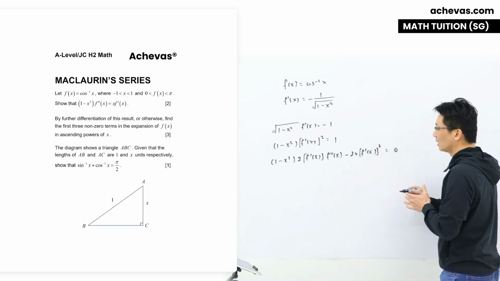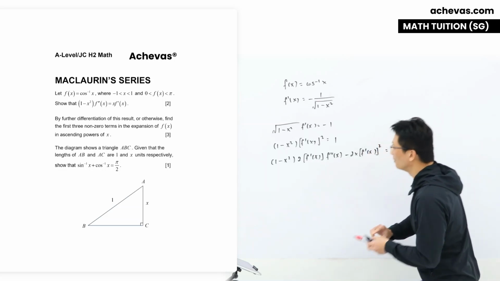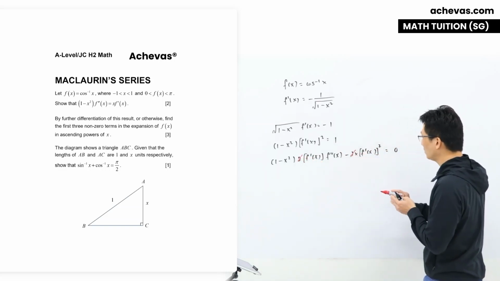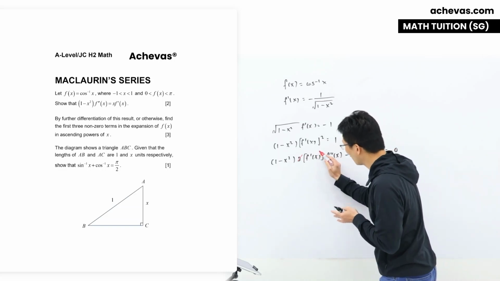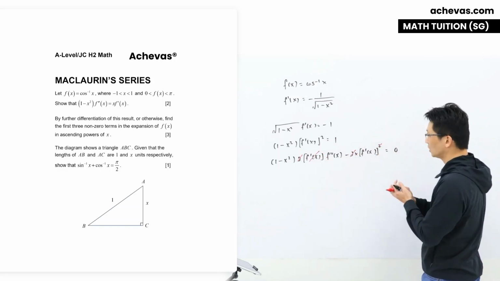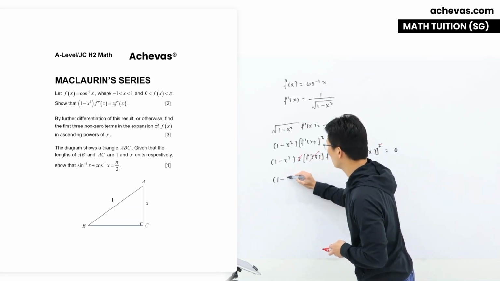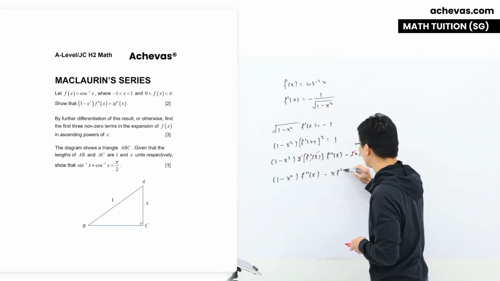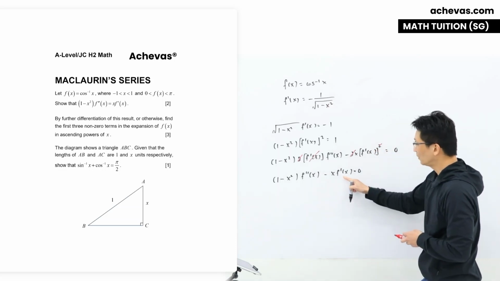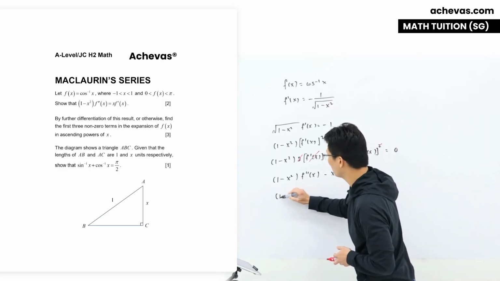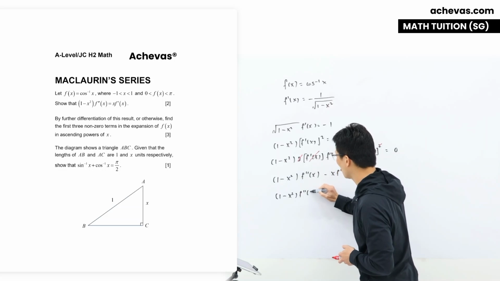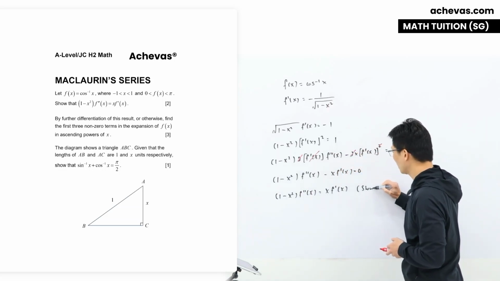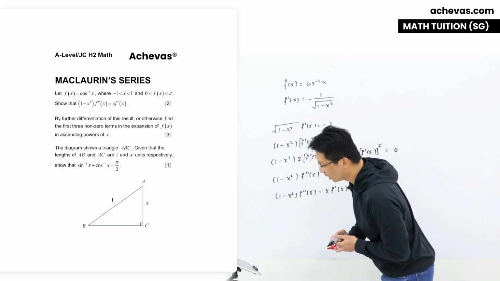And from here, I think we can do a bit of simplification. The 2 can be cancelled away, and I think we can also cancel away one of the terms of f prime x. So I will be left with (1 minus x squared) f double prime x minus x f prime x equal to 0. Shifting this term to the right hand side, I will have (1 minus x squared) f double prime x equal to x f prime x. And this is what the question wants us to show in our first part.